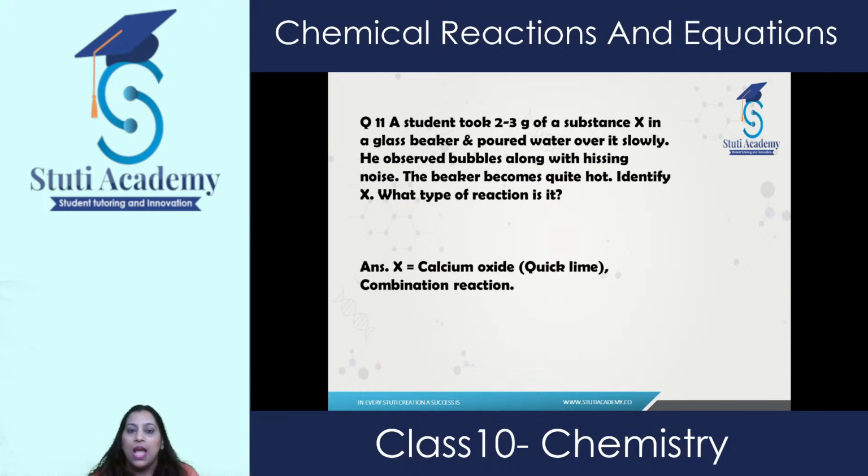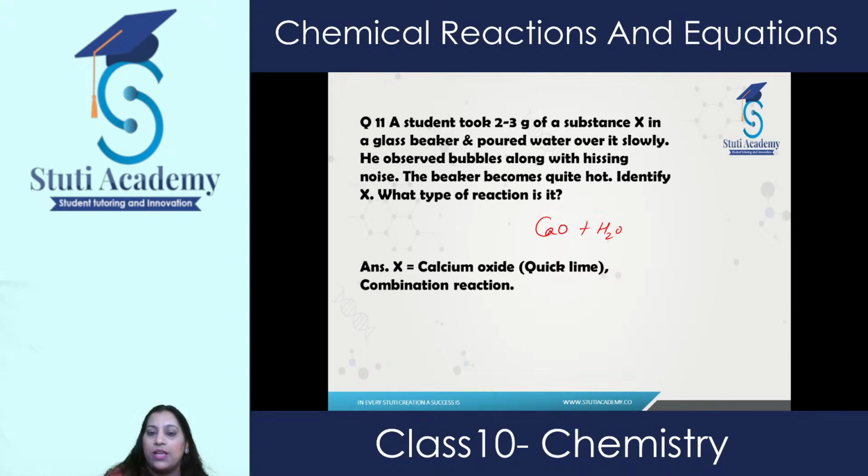Next is, a student took 2 to 3 grams of a substance X in a glass beaker and poured water over it slowly. He observed bubbles along with a hissing noise. The beaker becomes quite hot. Identify X and what type of reaction is it? If you remember, I discussed this kind of reaction, where quicklime is converted into slaked lime. So if a student took 2 to 3 grams of a substance X in a glass beaker and poured water over it, heat is evolved, and this kind of reaction is known as a combination reaction.